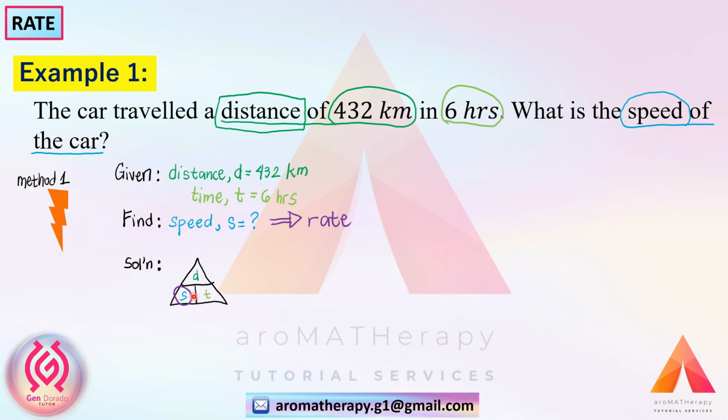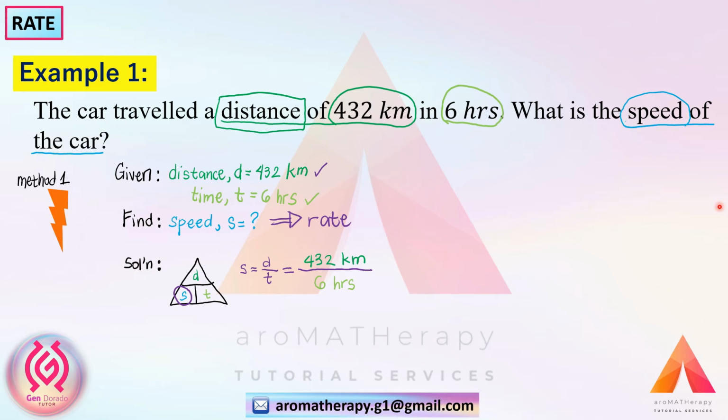Sige, so what is the formula for the speed? Distance over time. So you write S is equal to D over T. Okay. Now, let's substitute all the given. What is D? D is equal to 432. So you write 432 kilometers over, what is T? 6 hours. Can you follow? Please copy.